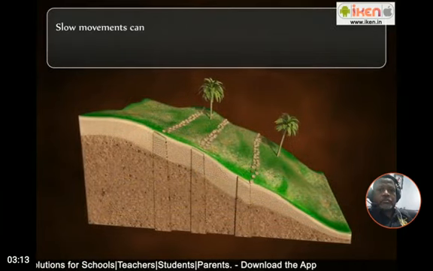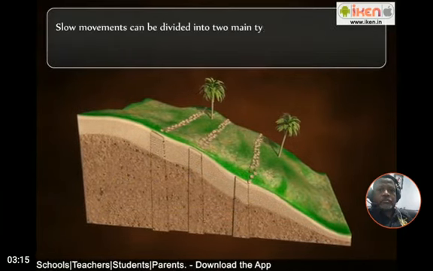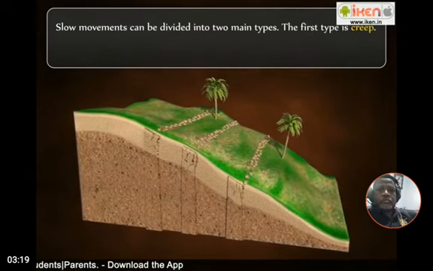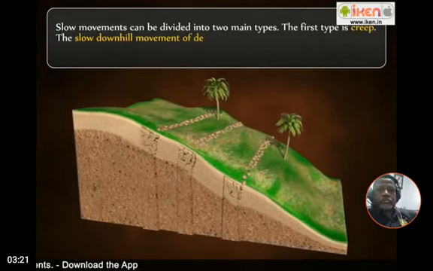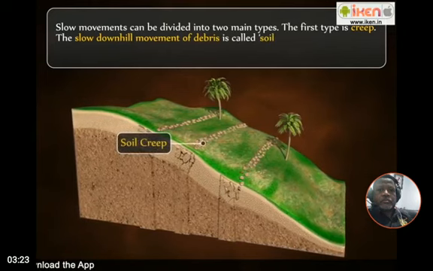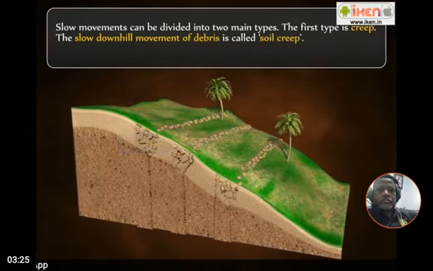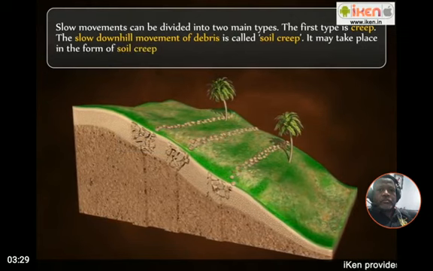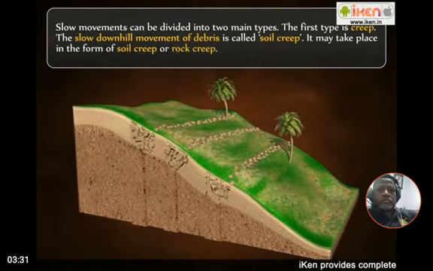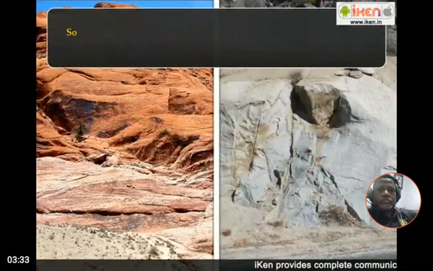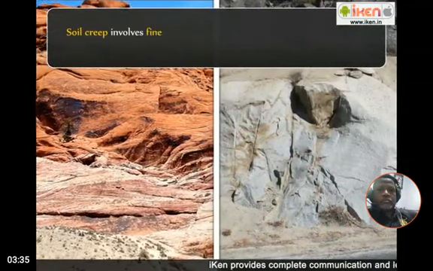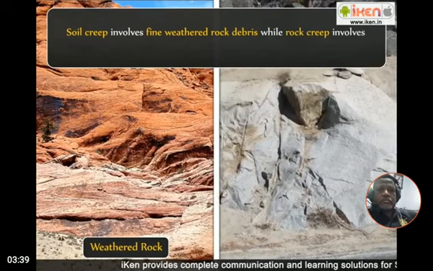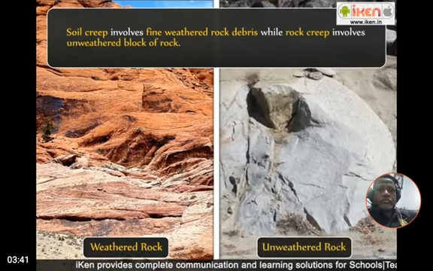Slow movements can be divided into two main types. The first type is creep. The slow downhill movement of debris is called soil creep. It may take place in the form of soil creep or rock creep. Soil creep involves fine weathered rock debris, while rock creep involves unweathered block of rock.